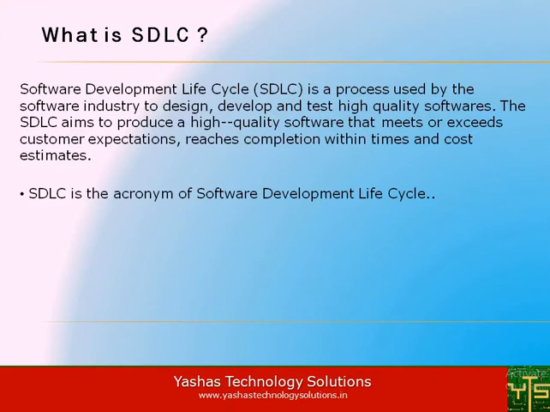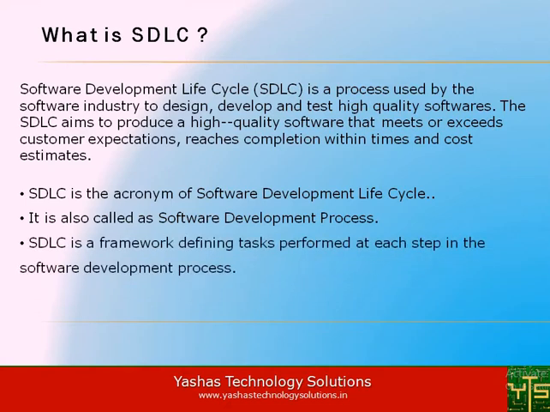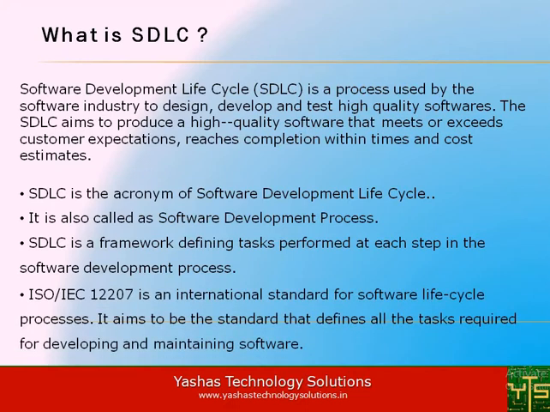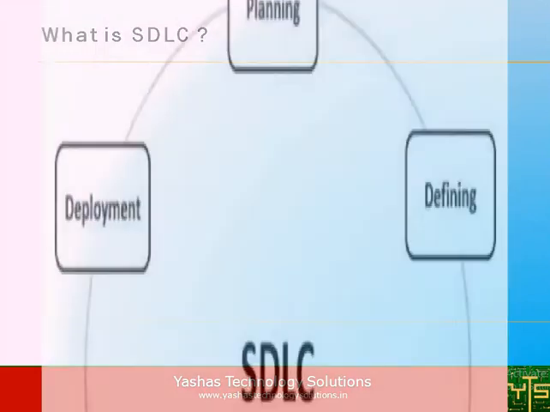SDLC is the acronym of Software Development Lifecycle, which is also called Software Development Process. SDLC is a framework defining tasks performed at each step in the software development process. ISO IEC 12207 is an international standard for software lifecycle processes. It aims to be the standard that defines all the tasks required for developing and maintaining software.